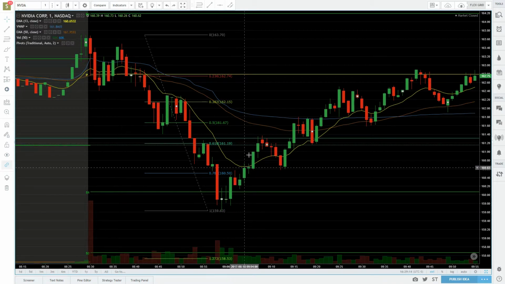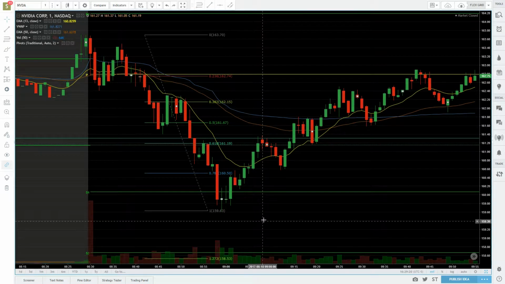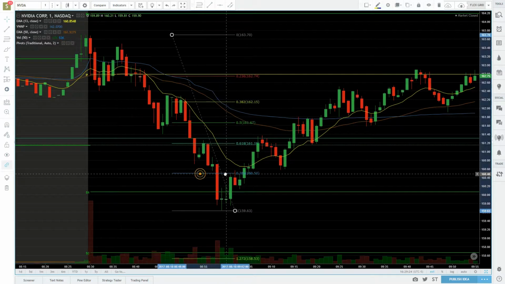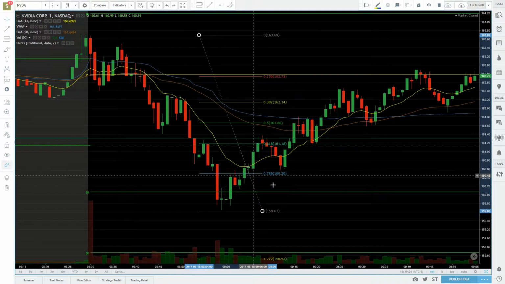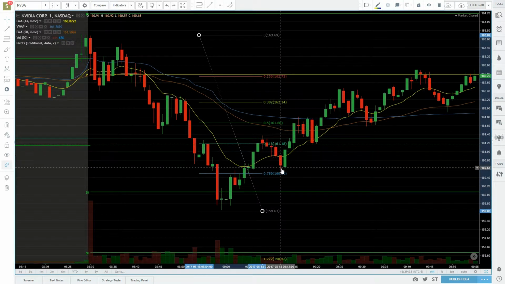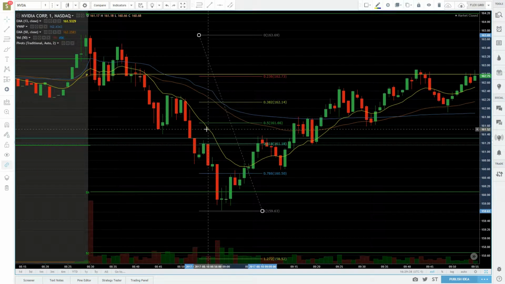And lo and behold, look, it bounced right there and it turned around. Now, if I was looking for a continuation on this to go lower, it did get stuffed right here above the 0.786 level. Actually, I guess it would be below it since we're talking about a bearish move here. So if it gets stuffed here, I'm out of the trade. That's when I know, hey, it's time to get out of this thing, right? So that's one way to think about it.